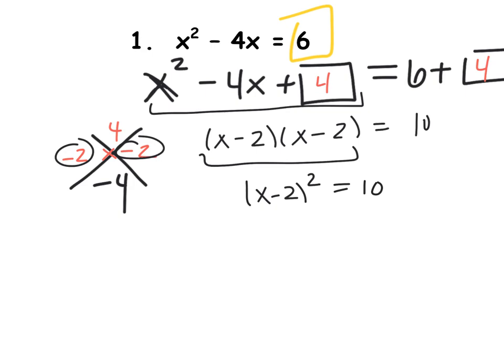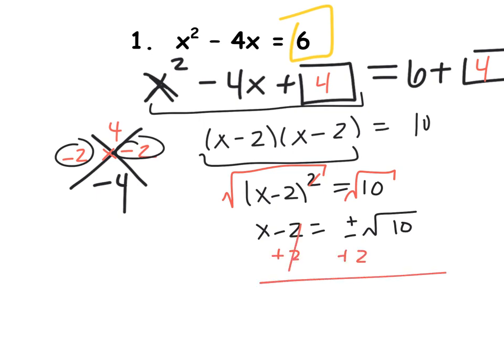The only way to get rid of a square in math is to take the square root of both sides. My squares cancel, so I get x minus 2 equals plus or minus radical 10. I say to myself, what goes into 10? 2 and 5. That's about it. There's no double, so I can't really simplify a radical 10. I now get rid of my minus 2 by adding 2. And I get x equals 2 plus or minus the square root of 10. That is your final answer.